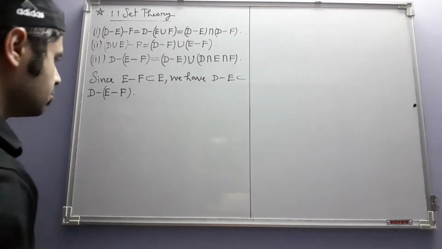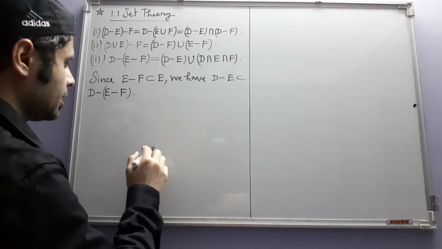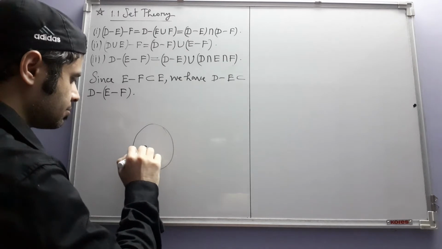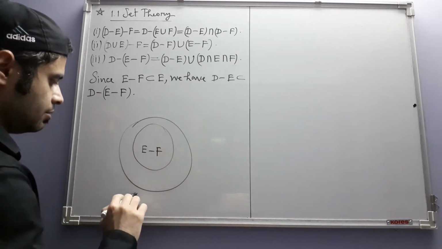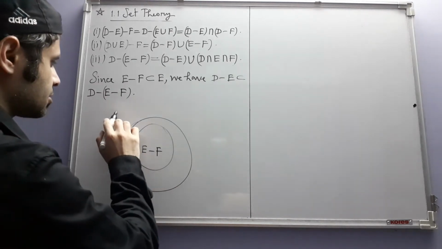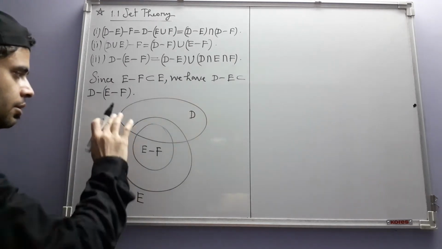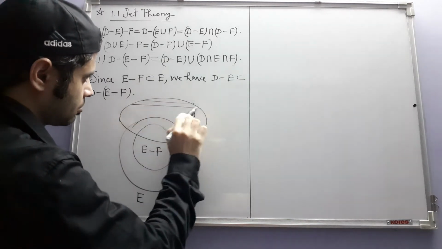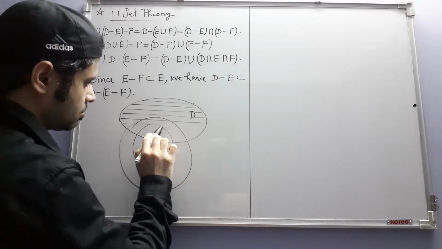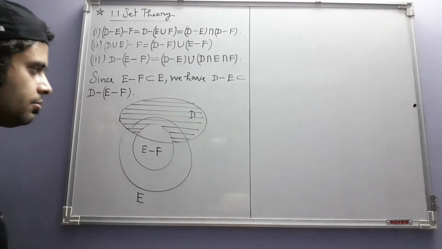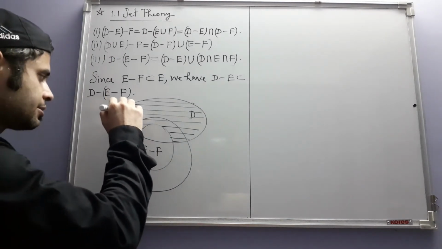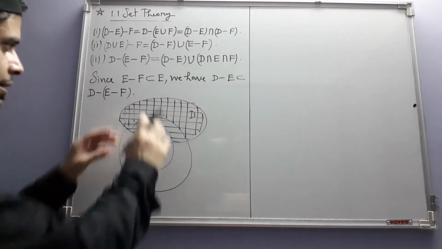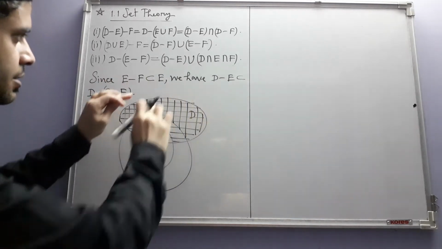Why though? You can prove it logically, but you can also think in terms of a Venn diagram. This is, say, E minus F, and this is E. E minus F is a subset of E. Now suppose you have D like this. Now what is D minus (E minus F)? That is this one. You have to avoid E minus F. But what is D minus E? D minus E is this much. So you can see that D minus E is a subset of D minus (E minus F).